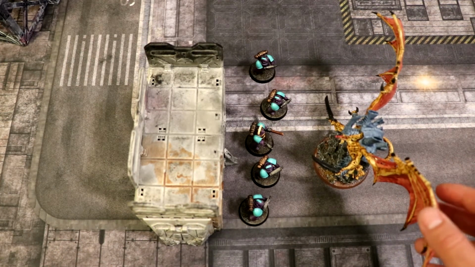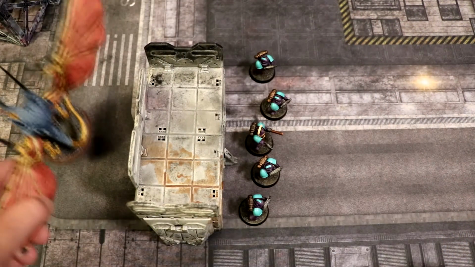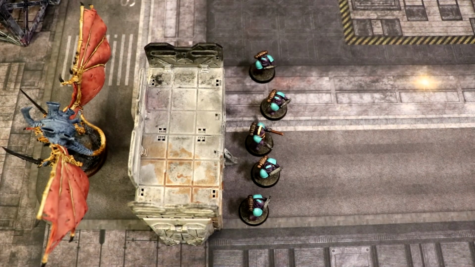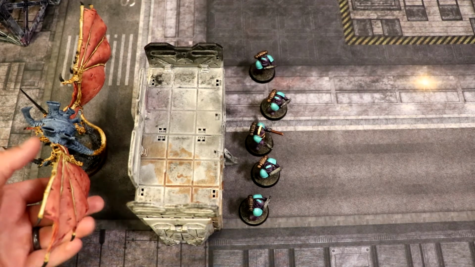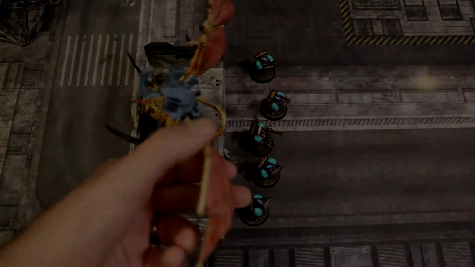So in this case, the Hive Tyrant would legally be able to move over these models as well as the building and land on the other side as if they were not there. Of course, it has to be able to land and make a legal move, so it couldn't land atop the models here, but it could land atop this building.